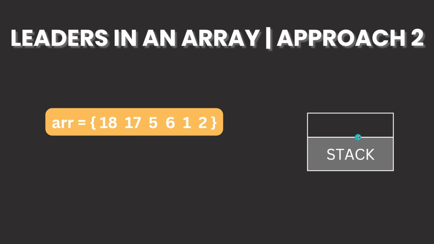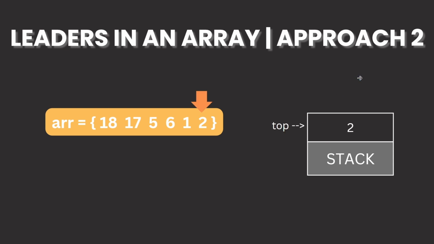Here we will be using a stack data structure to store the leader elements, and another point is that we will traverse the array from the last element. So initially the stack is empty and the last element is 2, which is also the rightmost element, thus being a leader by default. Therefore we will push 2 onto the stack. Then we have 1. Since 1 is smaller than 2, which is the top element of the stack, we will ignore it and move on to 6. As 6 is greater than 2, we will push 6 onto the stack.